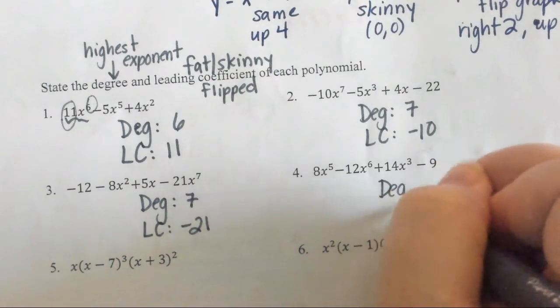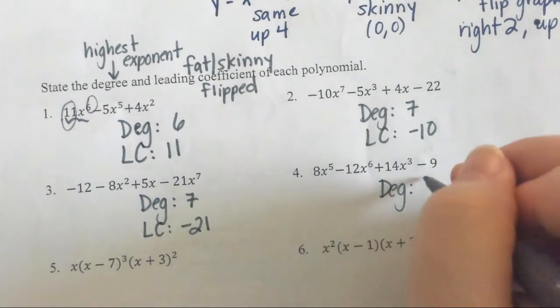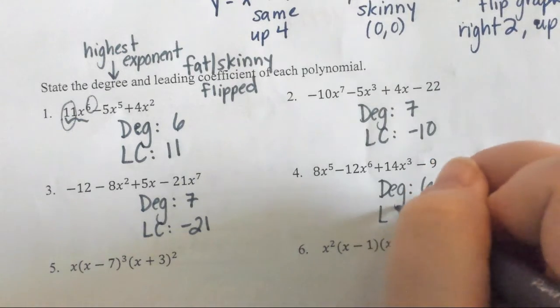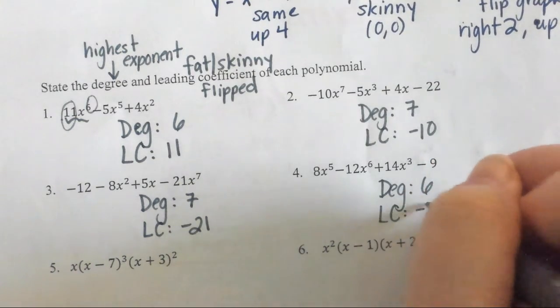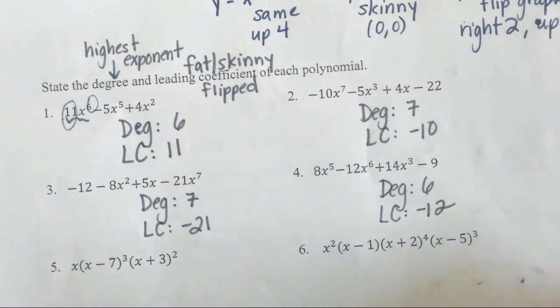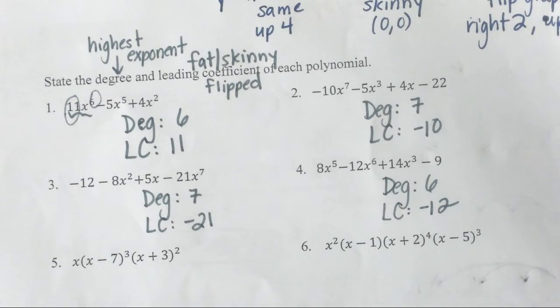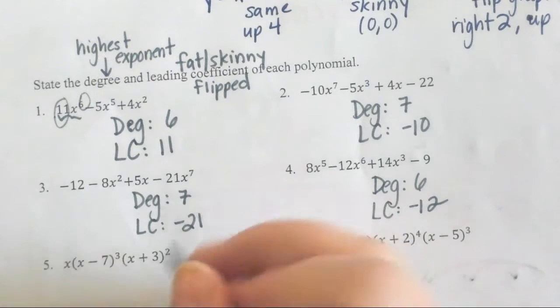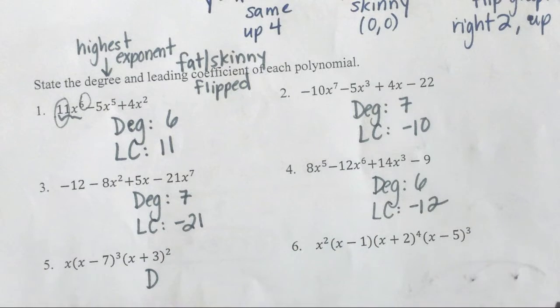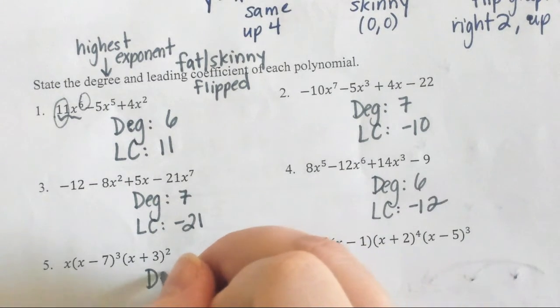Okay, the degree of number 4, you can have a point for that. And the leading coefficient is the negative 12. Okay, is everyone cool with this? Well, then let's finish it out while we're at it. Oh, no. We get to number 5. What happens?